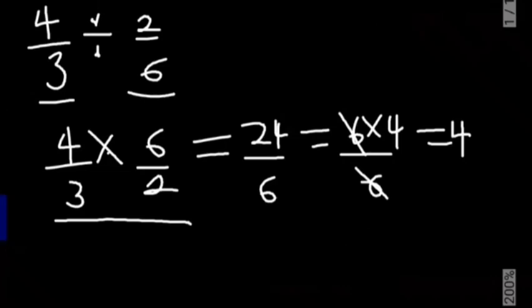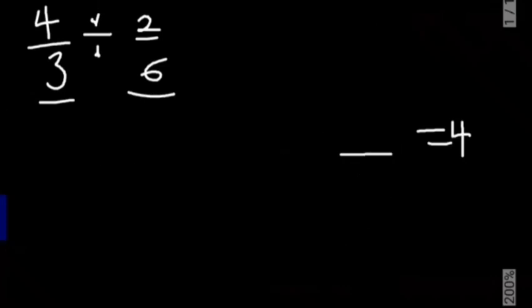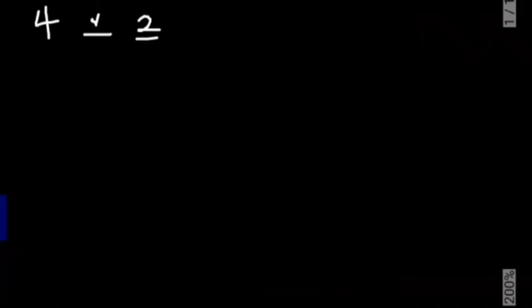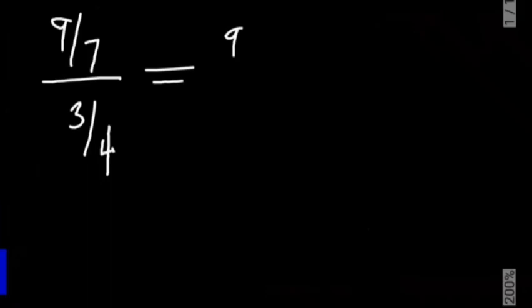Let's do something different. Sometimes we might have a question in this format. 9 over 7, then 3 over 4. So this is a fraction of 2 fractions. How do we solve this? You can simplify this. It's the same thing as 9 over 7 divided by 3 over 4.